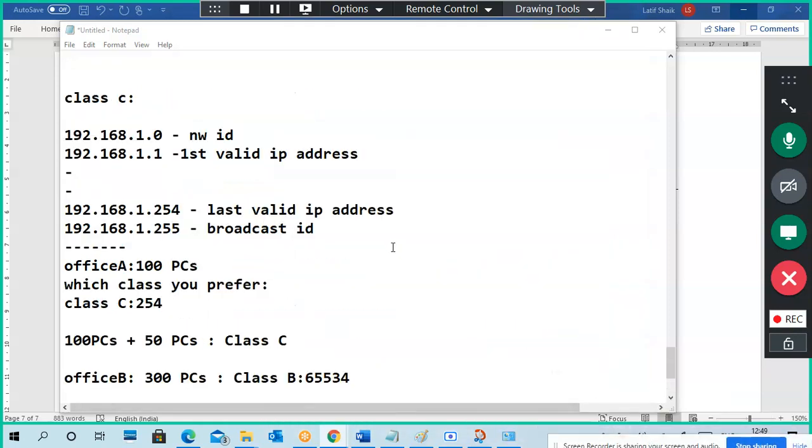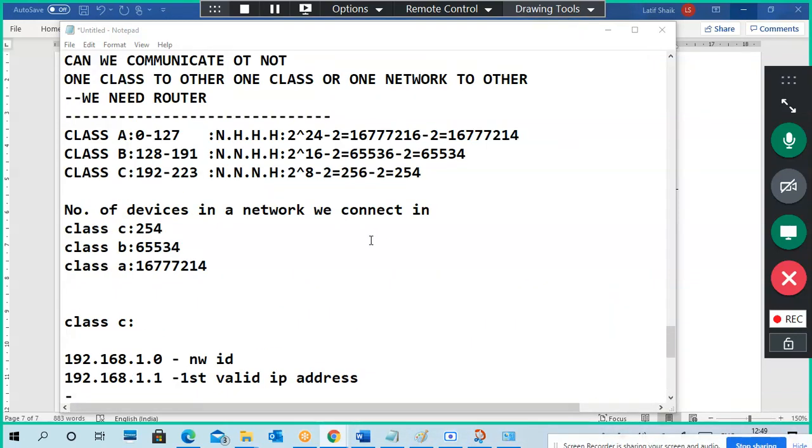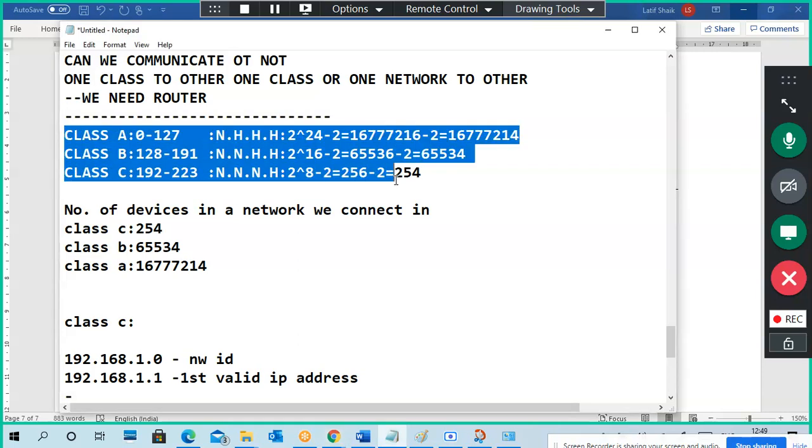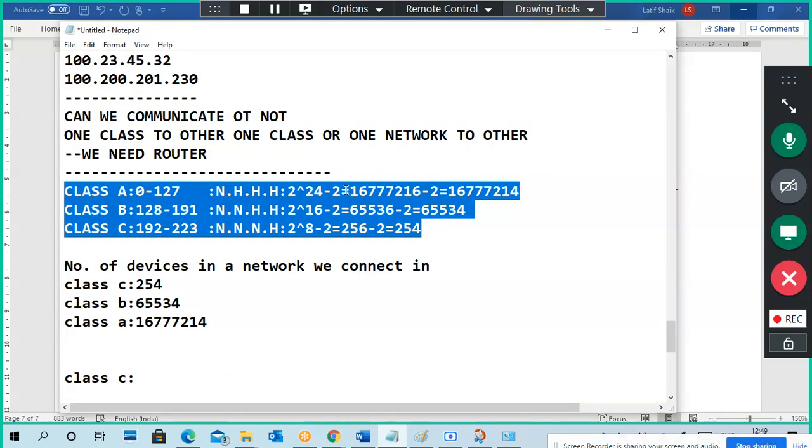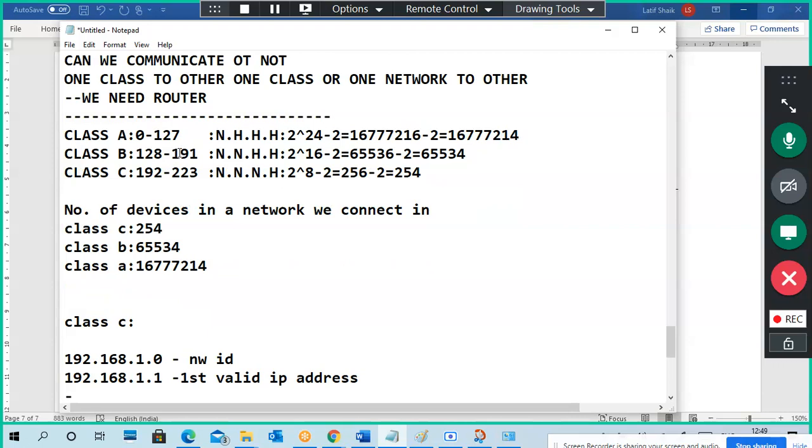Guys, any doubt? I will tell it once again. So I have classes: class A, class B, class C. In class A, the first portion is the network portion and the remaining are host portions. Class B is network, host and host, and class C is network, network, network, host portion.